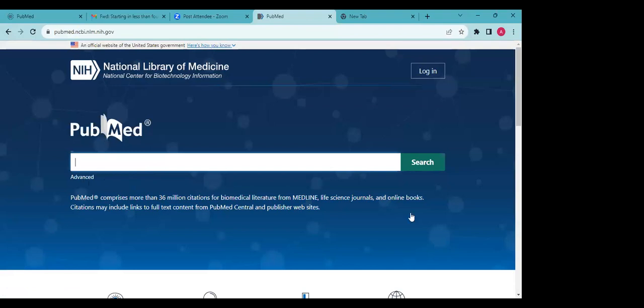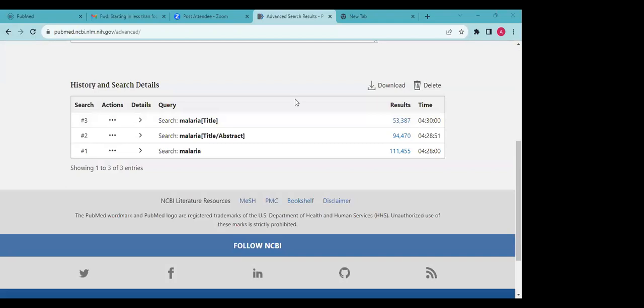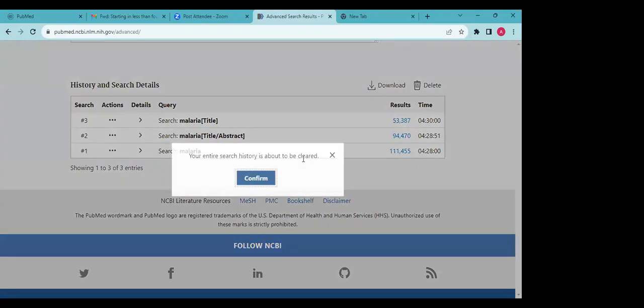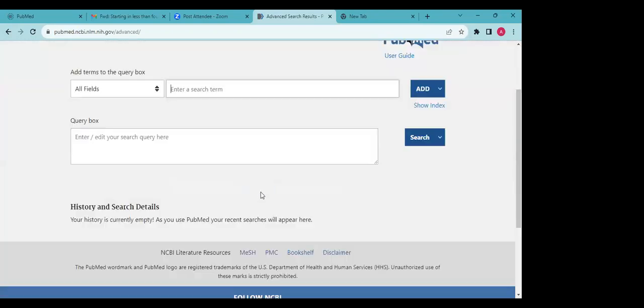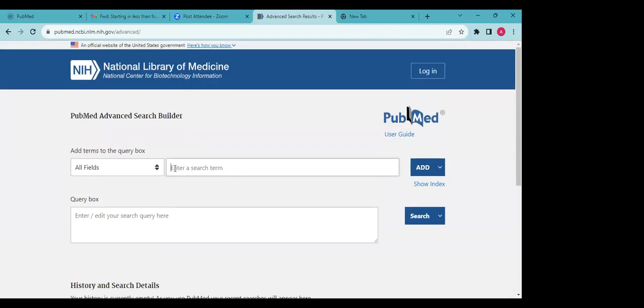So let me go back to advanced, and I want to clear my history. Do you see whatever you search in PubMed is kept for 8 hours? Then it will be deleted. So what we searched is here, but I can always delete my history and start afresh. Okay? So I'm going to use the words that we, yes.